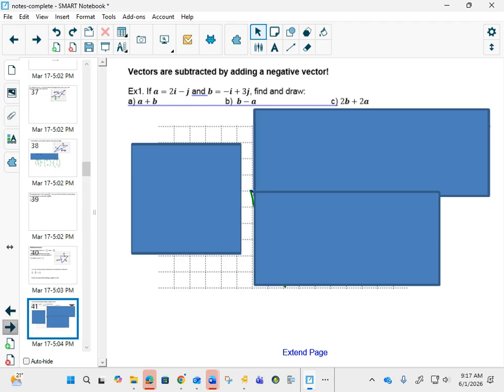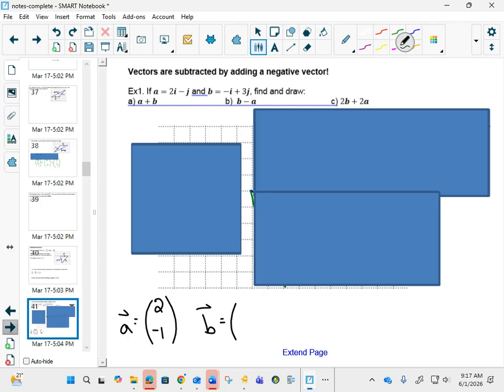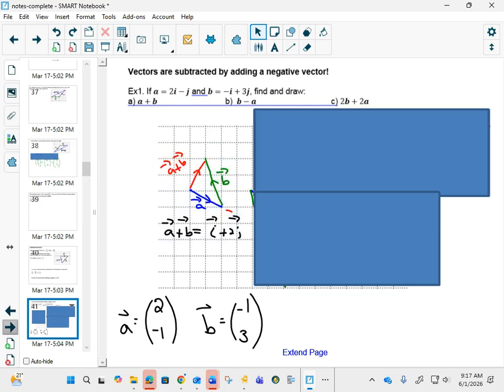If a is 2i minus j, in other words, a, I'll write it underneath here. Again, life is easier if you look at column vectors. And my vector b is -1, 3. Can we draw a plus b? So you draw your vector a, you draw your vector b, and then the resultant, a plus b, would be as follows.